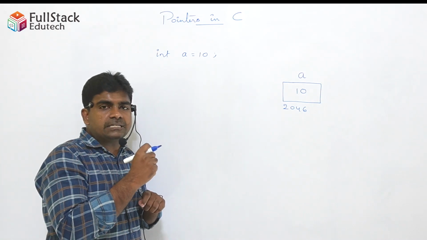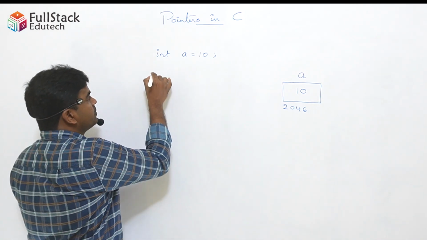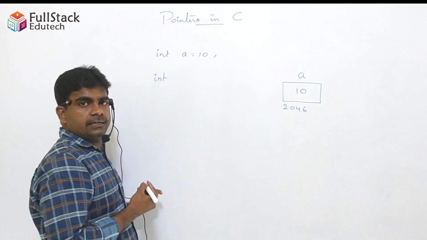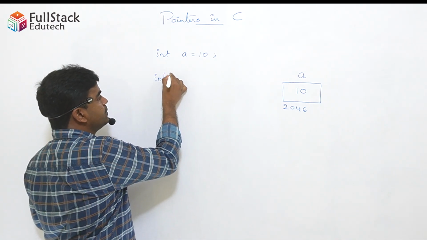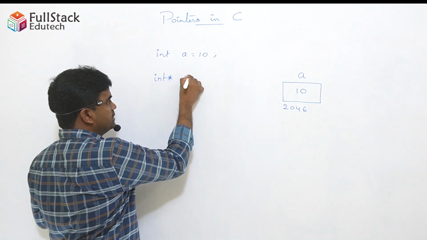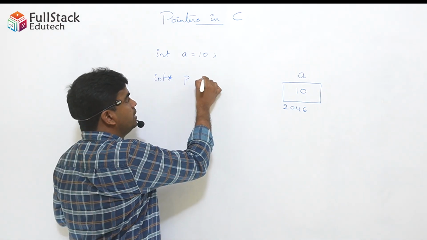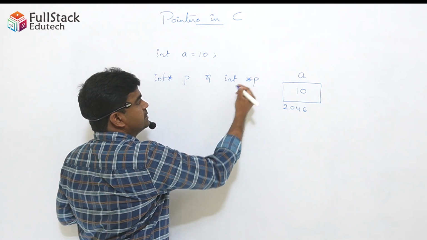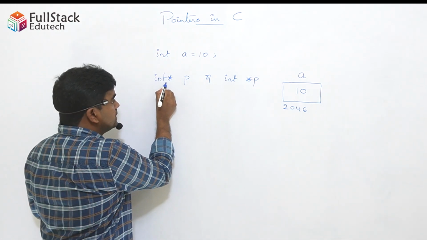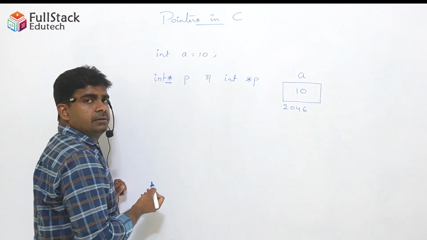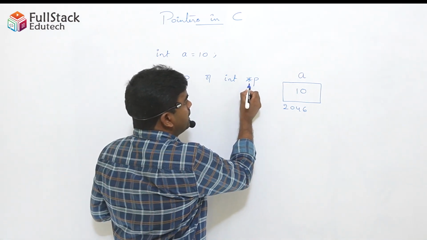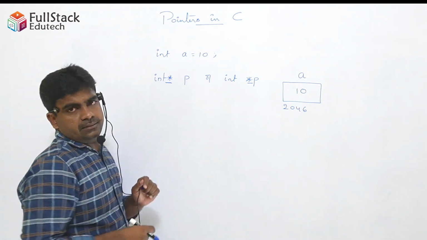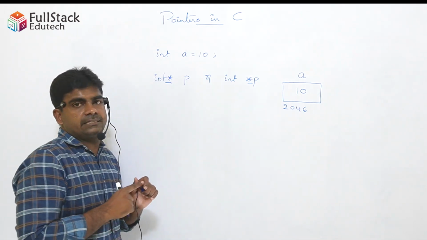How can we represent the pointer? Simple one. For a pointer variable, suppose it is an integer pointer, you can represent it in two ways. Either you can specify like this, or you can specify like this. That is, the data type followed by the star symbol, we can say asterisk, followed by the variable name. So both are allowed. This is just the recommended declaration.